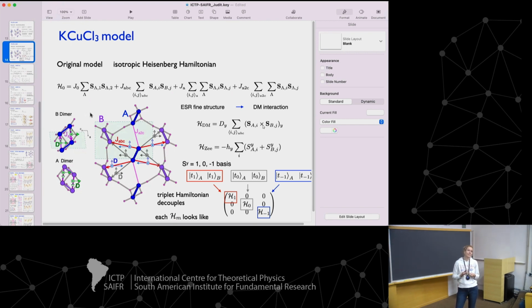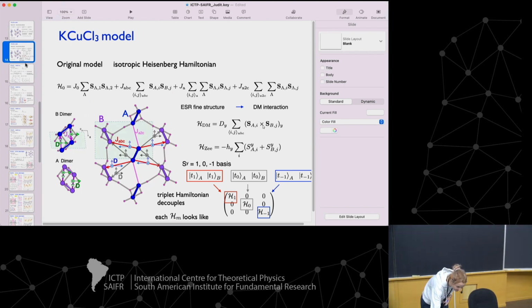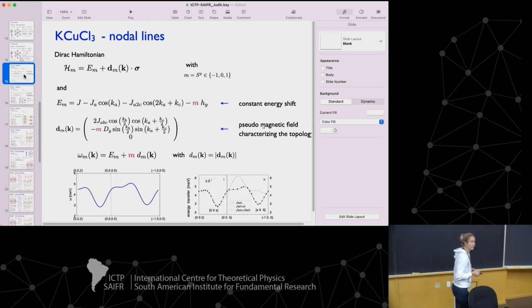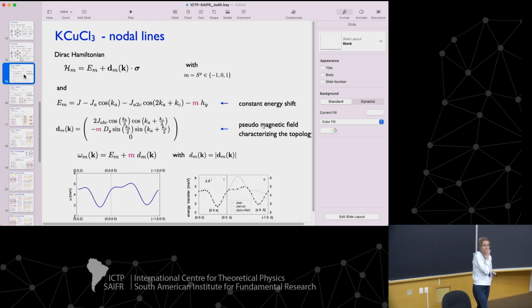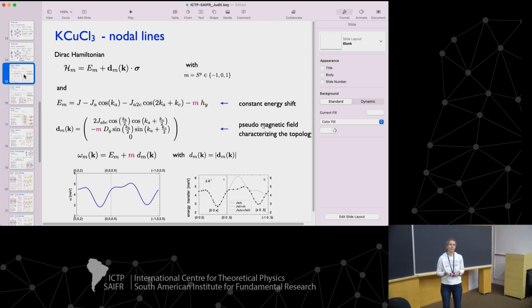Another question: you showed some experimental data, right? Yeah. And it seems that there's clearly a nodal line in the neutron scattering data as well, right? Yes. But do you know which spin sector it belongs to? In the neutron spectrum, there is no magnetic field, so all of them are fully degenerate everywhere in the Brillouin zone. Oh, I see. And the splittings are probably very small.